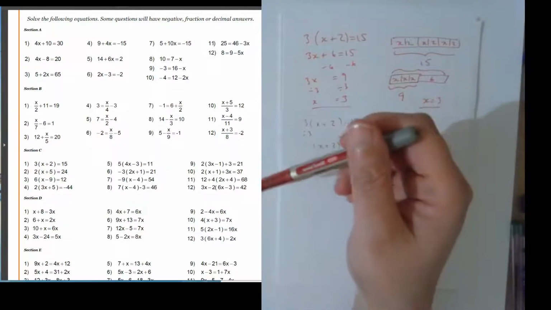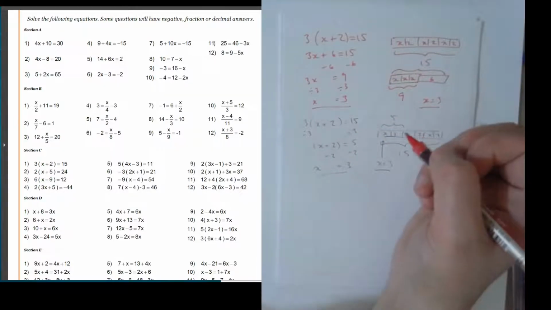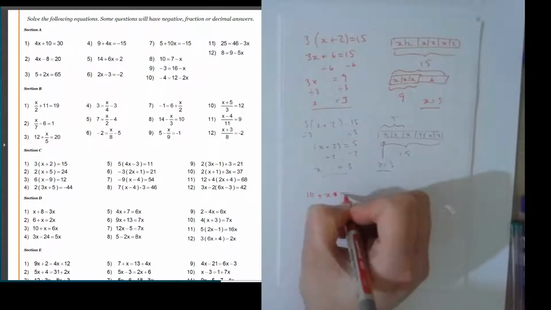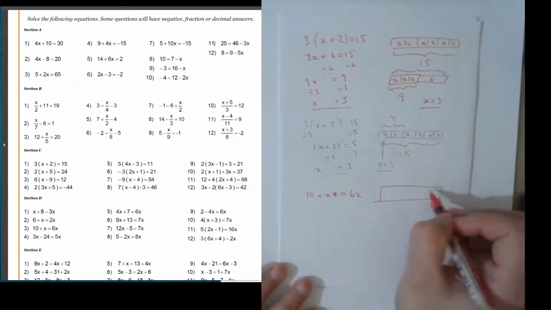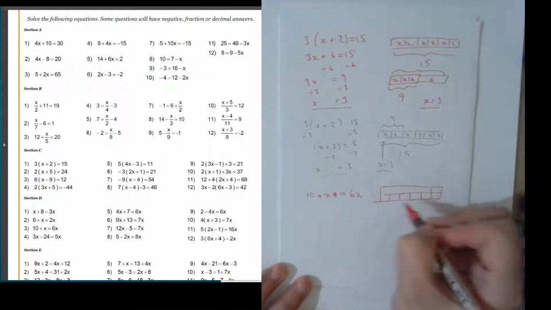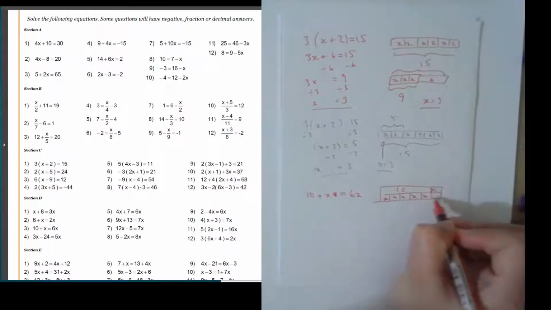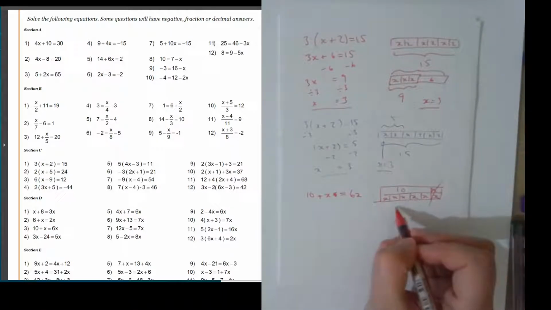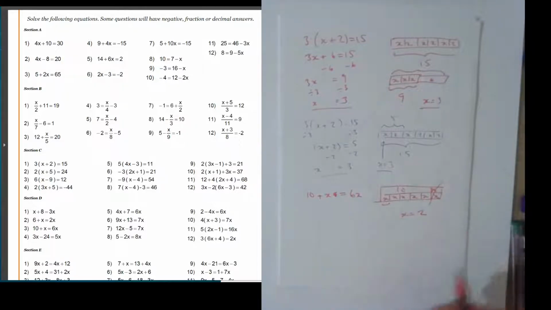Anywho, last but not least, let's choose one of these ones from section D. Let's choose 10x plus 10 plus x, equals 6x. Okay, so that means I've got 10 plus x at the top, and then I've got 6 lots of x at the bottom. I've got an x at the top, x at the bottom, I can just get rid of them. I'm left with 5x. So each of them must be 2.